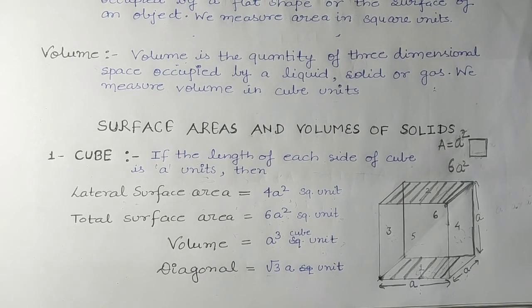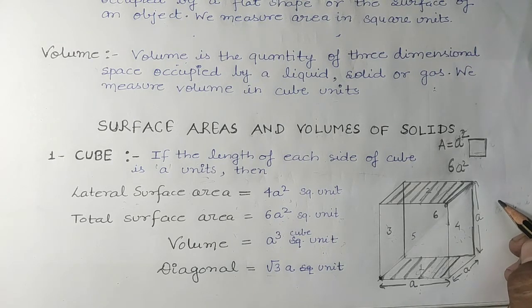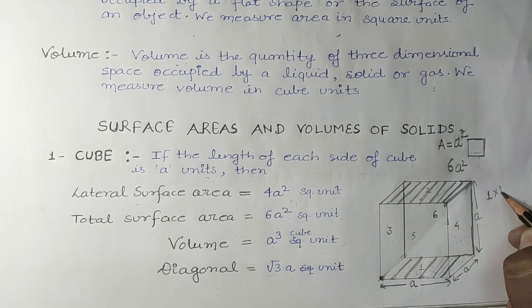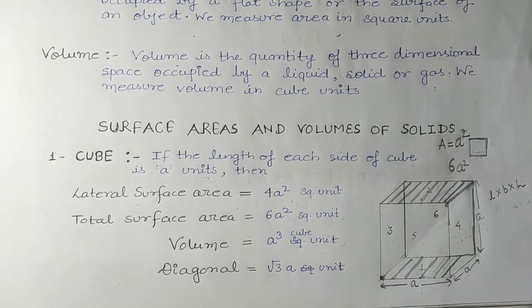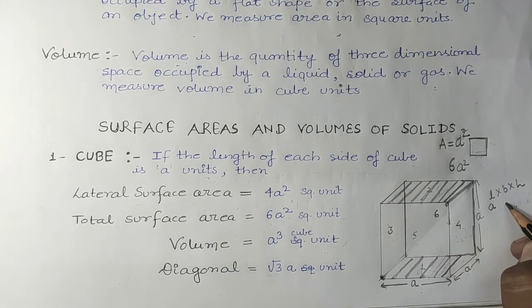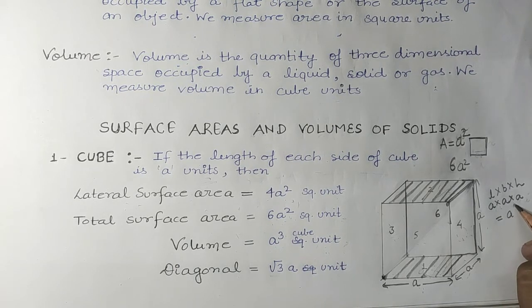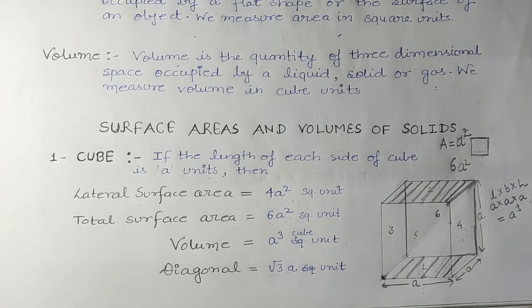Now what will be the volume of a cube? As we all know, for a solid cuboid, the volume is length into breadth into height. But here length is a, breadth is a, and height is also a. So when you multiply it, what do you get? A cube. So we can say the volume of a cube is a cube unit.